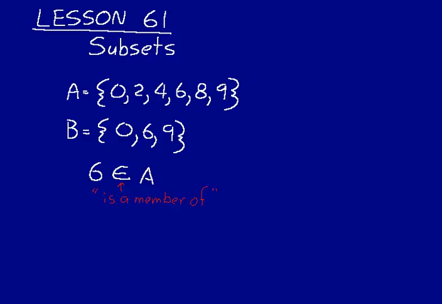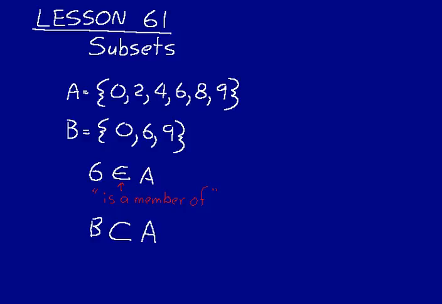But that symbol between the 6 and the A, we can think of that as saying "is a member of." 6 is a member of set A. Now a subset is basically a set that has all of the numbers in another set. The way we describe that is with a symbol that looks similar. It just doesn't have that middle line segment in it. So we could say that B is a subset of A, and we write it just like this.